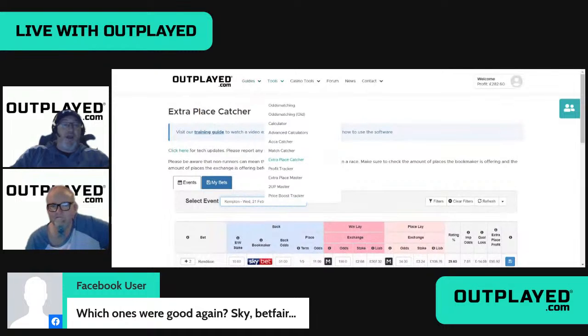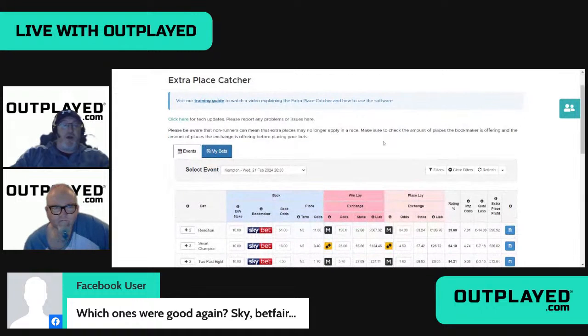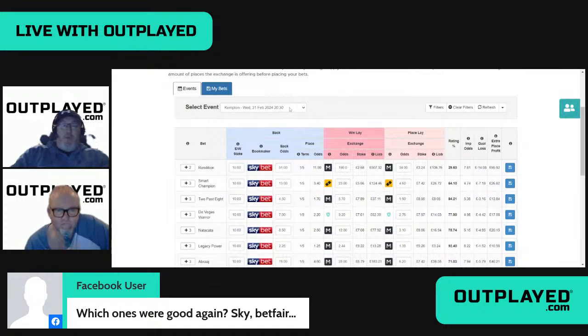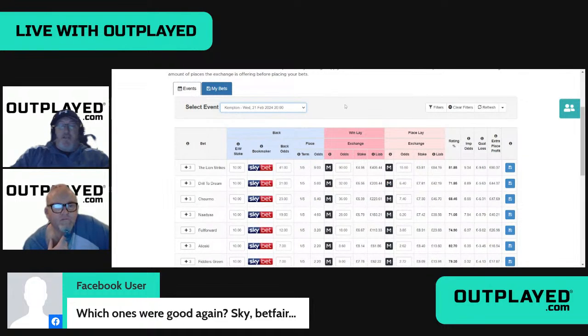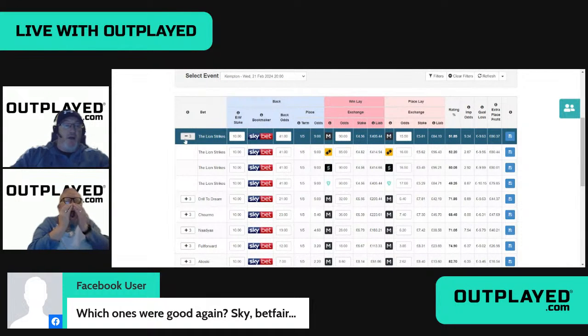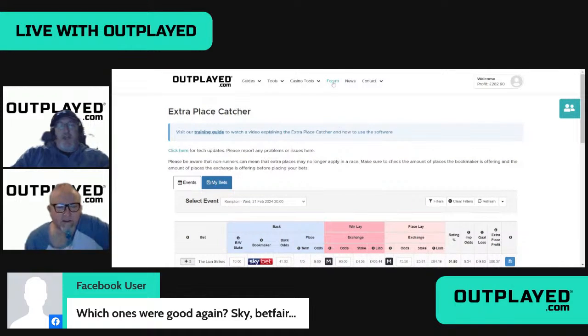But yeah, the extra place catcher. It's easily found in the tools section, when my laptop decides it's going to play. There is obviously a trading guide and a video to watch to explain the best ways to use the software, what it actually does, how you can filter things down, and so on and so forth. We've got two races left this evening that have got extra places running on them, which is just Sky that are offering that. I'm going to do a quick double check.